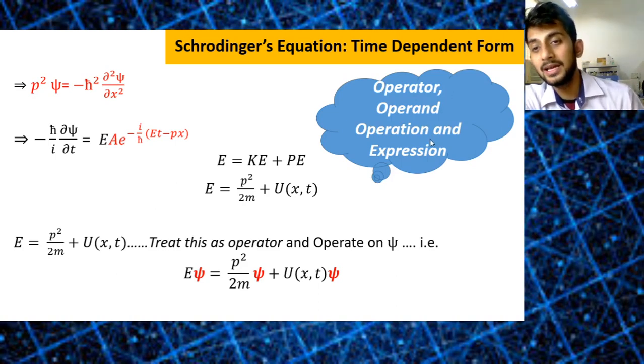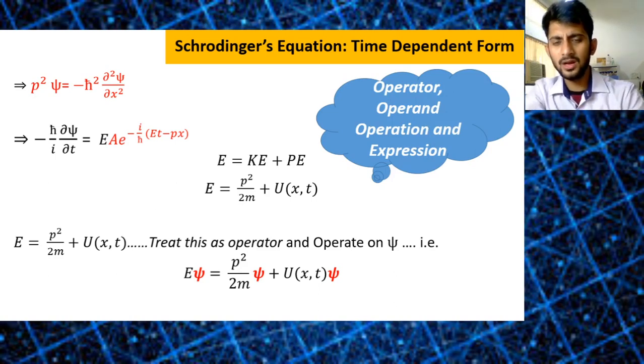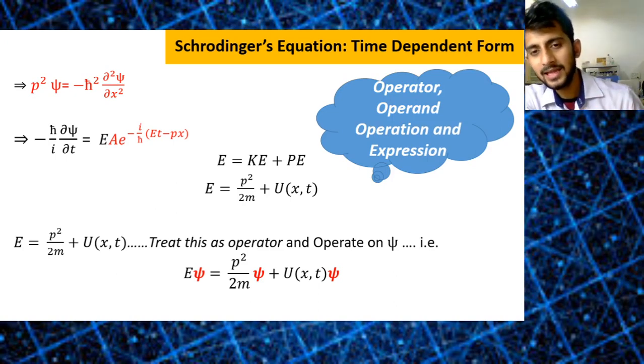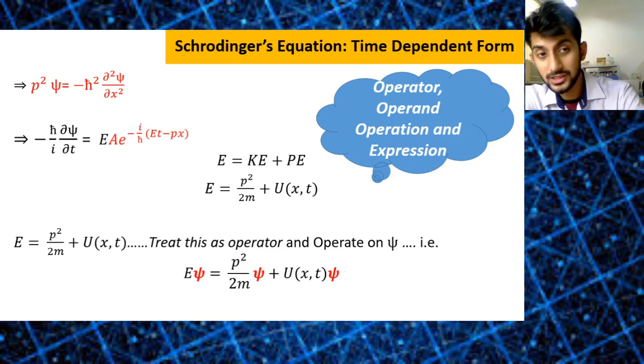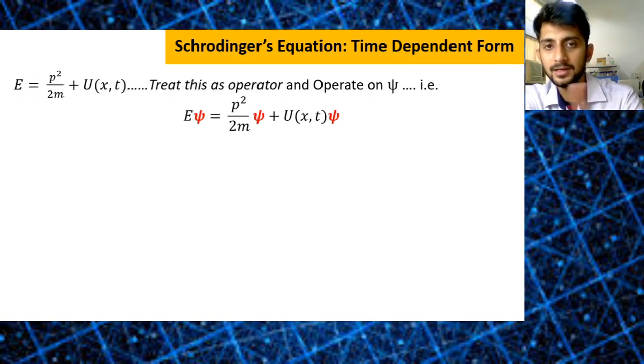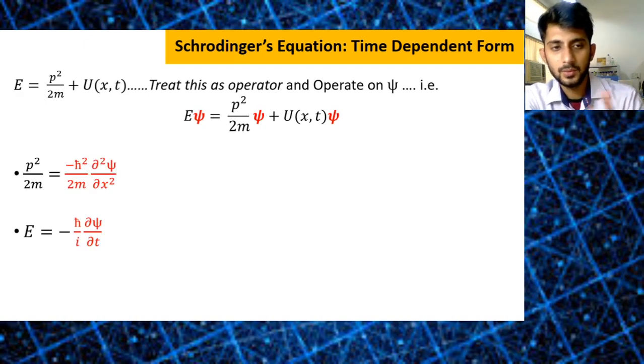So in this cloud, it says that operator operand operation expression. You recall in the starting what we were all doing. We discussed that we have a function and you are operating it on something. Okay, so recall that, you will not be confused. And finally, when you will infuse these two things like p square psi and h cross upon I del psi by del t, you will get the answer. तो p square upon 2m का मतलब हुआ minus h cross square upon 2m del square psi by del x square, और e का मतलब हुआ minus h cross upon I del psi by del t.